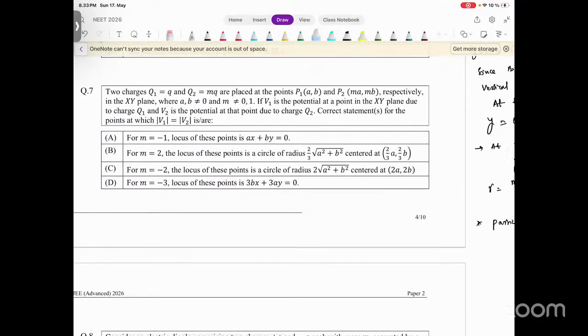Question number 7. Two particles, Q1 equal to Q, Q2 equal to MQ, are placed at points P1, P2 respectively in the XY plane, where AB is not equal to 0, M is not equal to 0 and 1. If V1 is the potential at a point in the XY plane due to the charge Q1, V2 is the potential at a point due to Q2. Correct options for this one will be equal to how much?